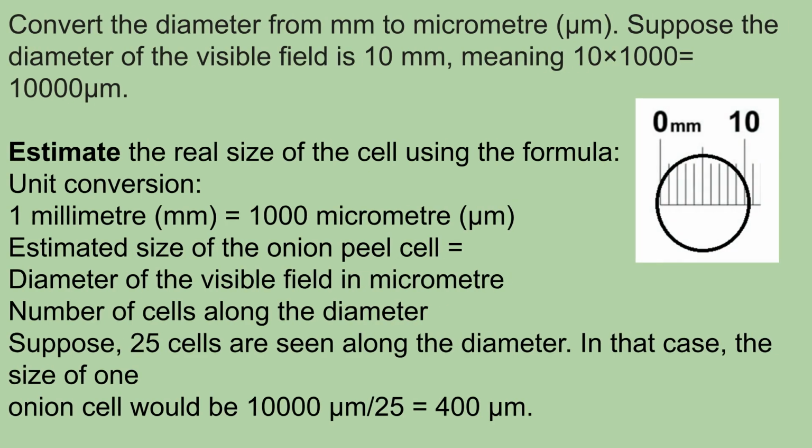To estimate the real size of a cell, first convert the diameter of the visible field to micrometers. Then, divide this diameter by the number of cells counted along the diameter. For example, 10,000 micrometers divided by 25 cells equals 400 micrometers per cell.